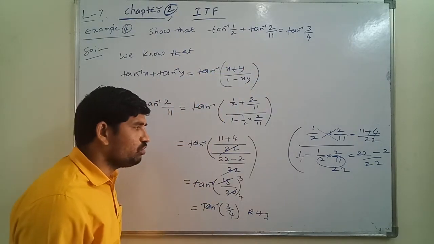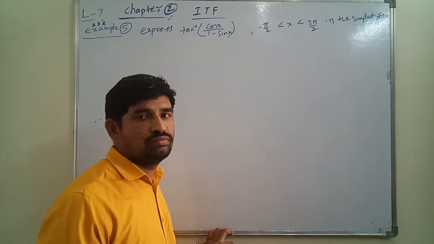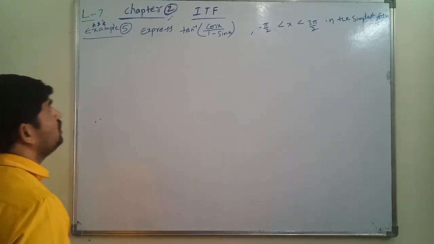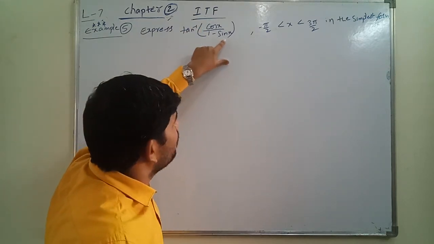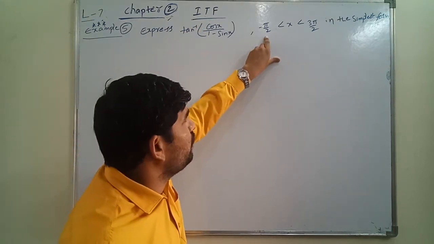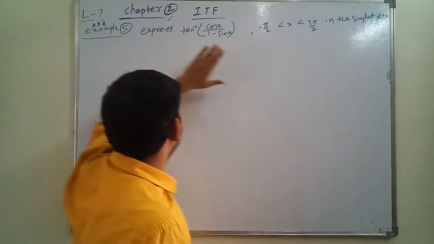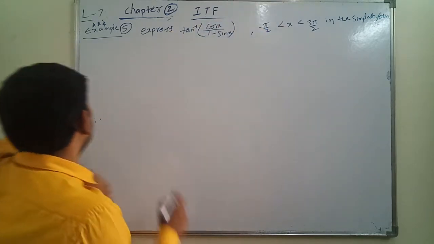It is a very important question. Maybe he will ask it for 2 marks. We will see the next question. See, this is example 5, which is a very important one. Express tan inverse of cos x by 1 minus sin x, where x is between minus pi by 2 and 3 pi by 2, in the simplest form. Okay, we have to express this in the simplest form. So we will see here.